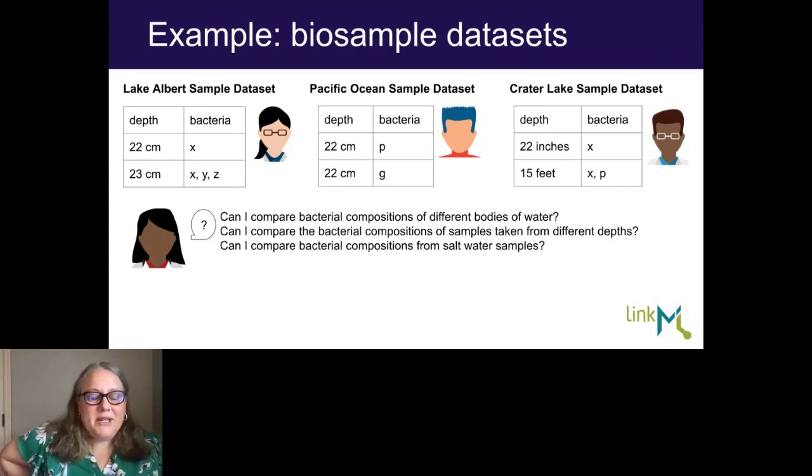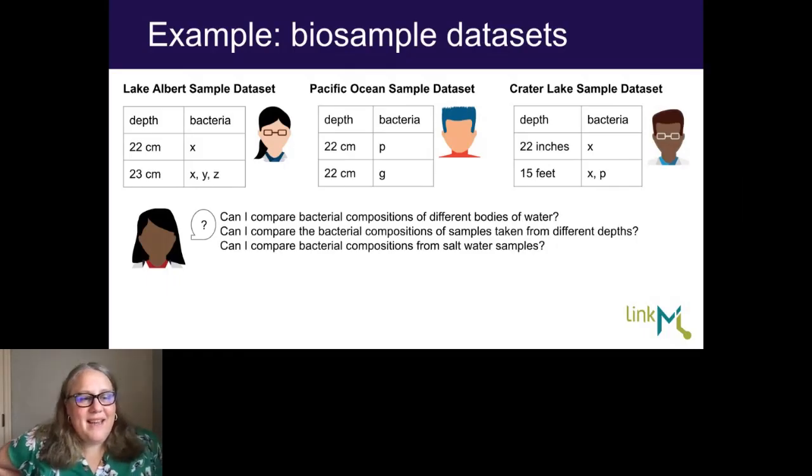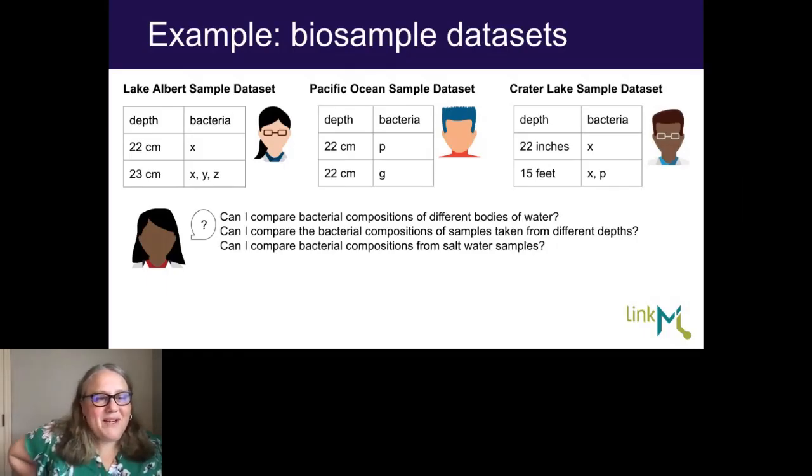So we have 3 researchers here. They're all sampling microbial data from bodies of water in Oregon. It's where I'm from. We have one looking at a lake called Lake Albert, one looking at the Pacific Ocean. Oregon borders the Pacific Ocean. And Crater Lake, which is the largest national park in Oregon. And the 4th researcher here down at the bottom just really wants to reuse this data. She wants to look at the data across all these data sets.